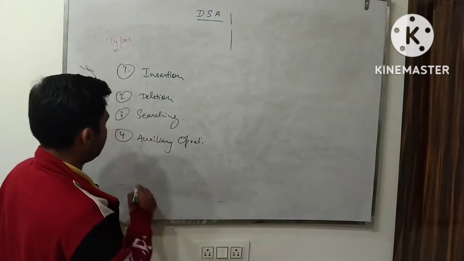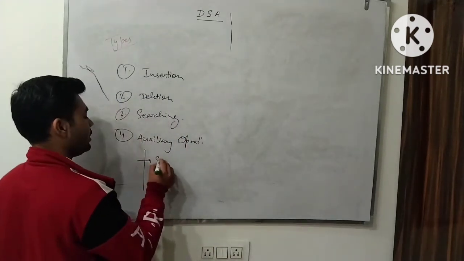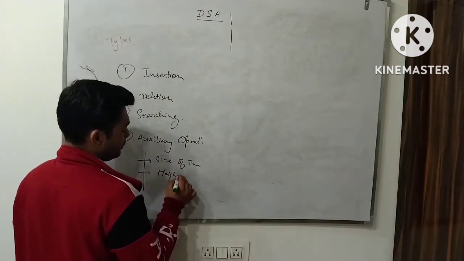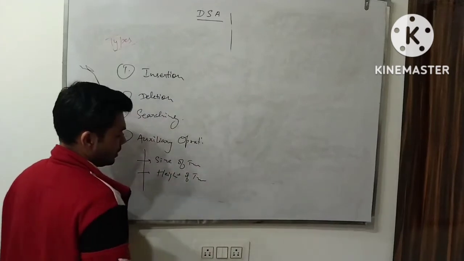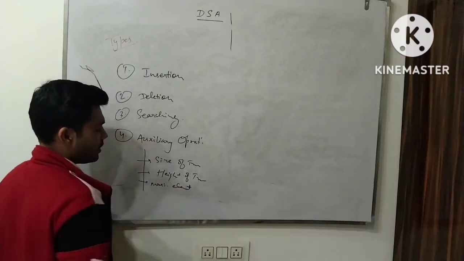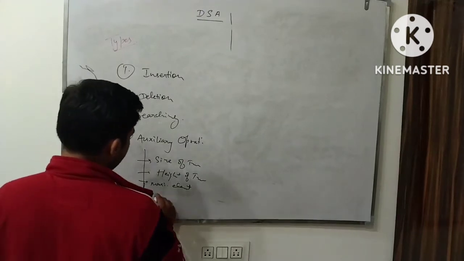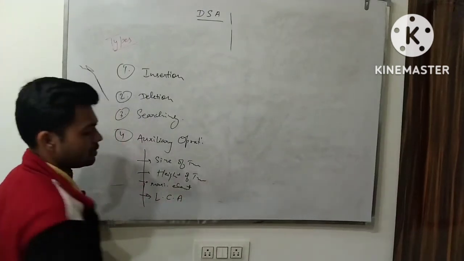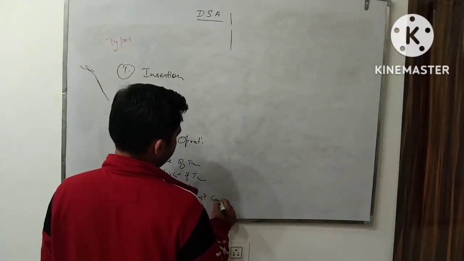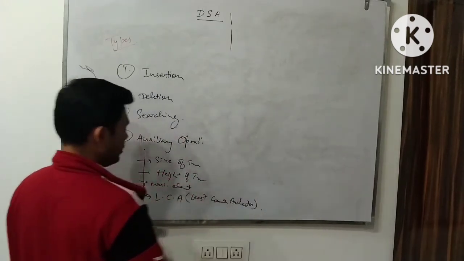In these auxiliary operations, what can we do? We can find the size of the tree, we can find the height of the tree, we can find the maximum element, and the last one is LCA. What does LCA mean? Least common ancestor. Please don't mind my writing.